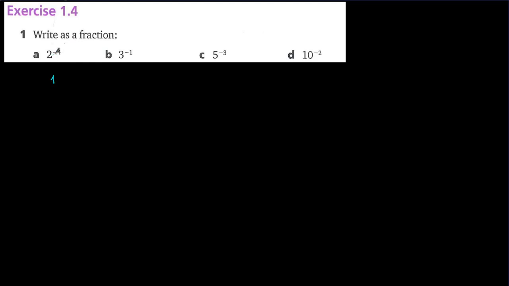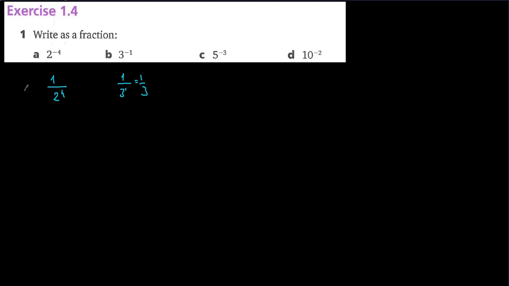1 over, first when you see the negative powers, you are going to write 1 over 2 to the power of minus 4. It's going to be the same, only the power is going to be positive now, which is equal to 2 to the power of 4. 1 over 2 to the power of 4. The operation is, first you are going to send the denominator and you are going to write it with a positive power. Okay, for this one, 1 over 3 to the power of 1, which is equal to 1 over 3.